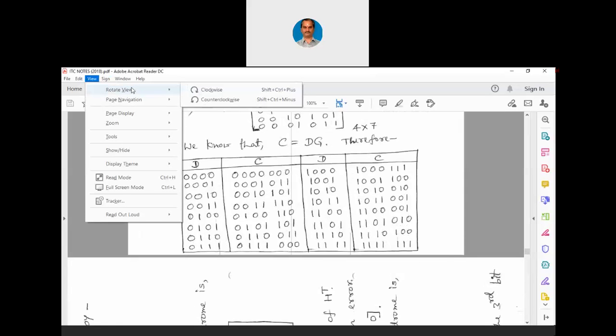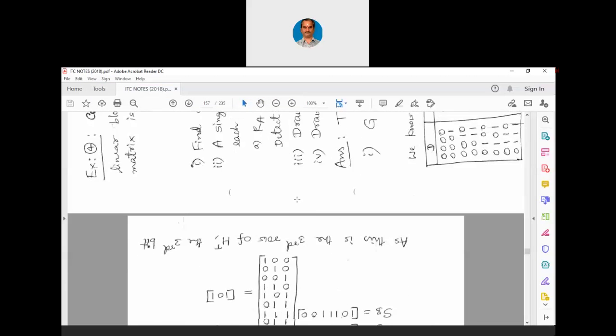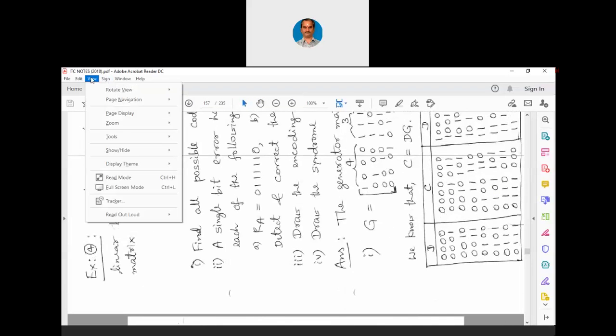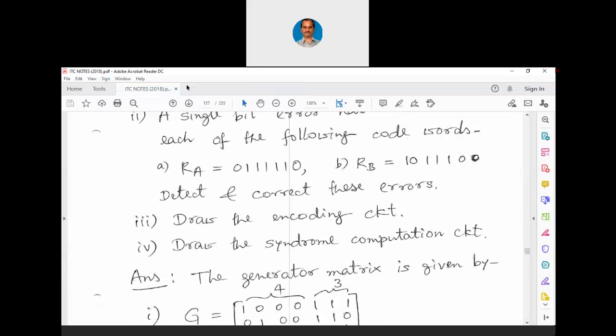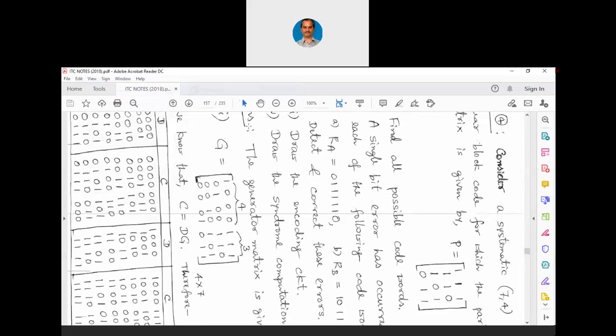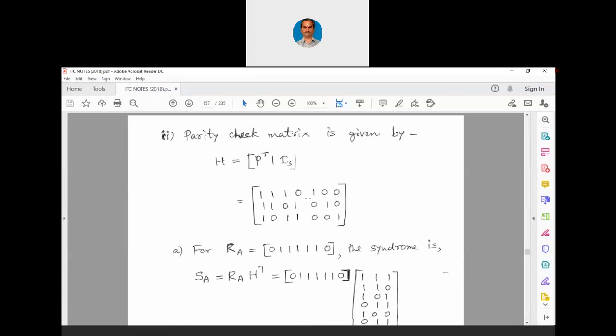Let me rotate this page again. Oh, it became upside down. Okay, let me proceed now.